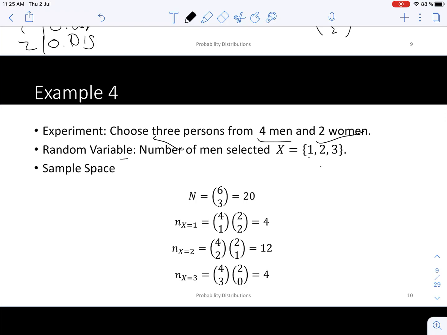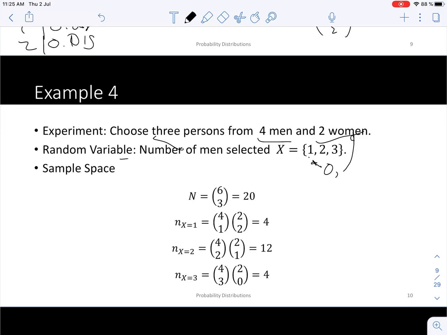So since you are selecting 3 people, the possibilities are 1, 2, and 3. Maybe you're asking yourself why 0 is not an option for this variable. That's because there are only 2 women. And since you are selecting 3 people in total, you can pick the 2 women, but you will need one man to be able to fill the 3 people in total. Alright, so it's just 1, 2, and 3.